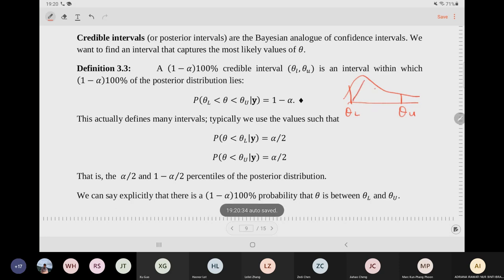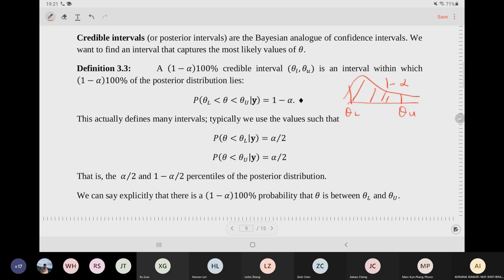So this area here is 1 minus alpha. Okay, the probability of theta being inside this interval from theta L to theta U is actually 1 minus alpha. So this is a probability. 1 minus alpha is an actual probability, so it should be between 0 and 1. Okay, and if you look at this picture, there are a lot of possible intervals which we can use.